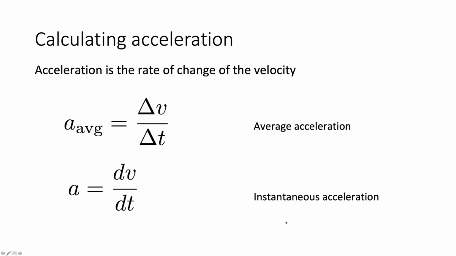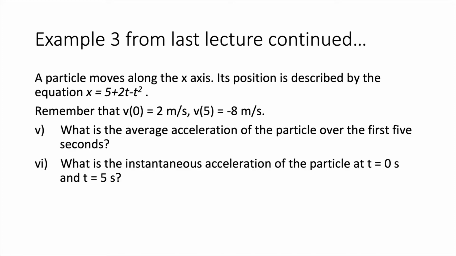Okay, so next we can look at how to calculate acceleration. Acceleration is the rate of change of velocity. Just like with velocity where we had average and instantaneous velocities, we have the same with accelerations. The average acceleration is equal to the change in the velocity divided by the total time period. The instantaneous acceleration, however, is the limit as the time period gets really small, which is just the derivative of the velocity. So this gives us the instantaneous acceleration.